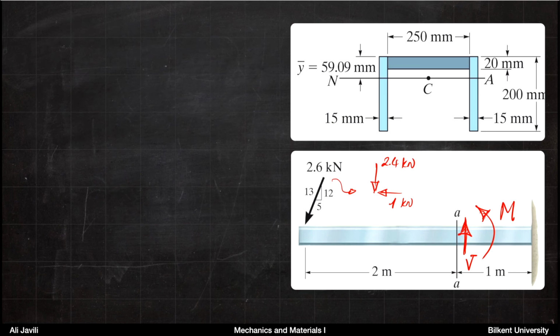So now that you know where the neutral axis is, you need to also calculate the moment at the cross section. And if you like, also the shear force. You need to calculate the moment to compute the stress distribution.